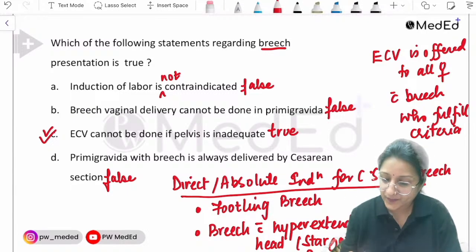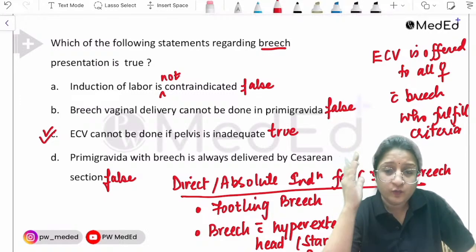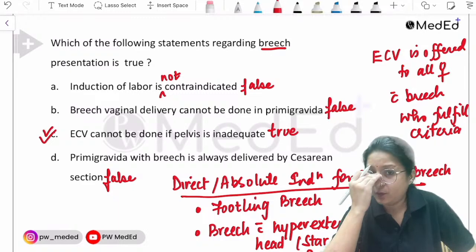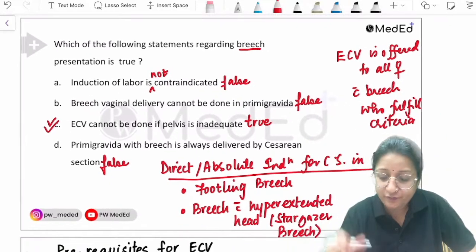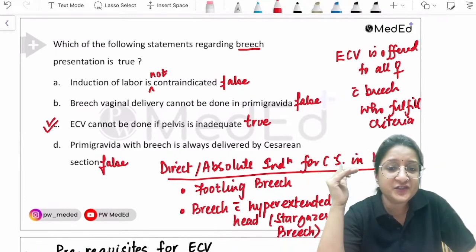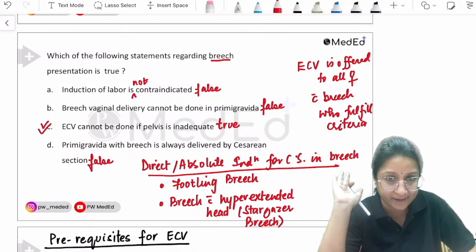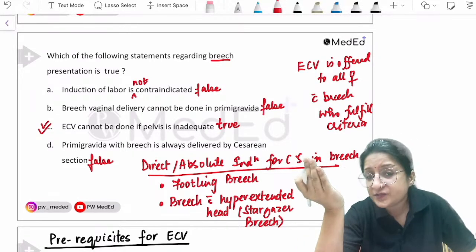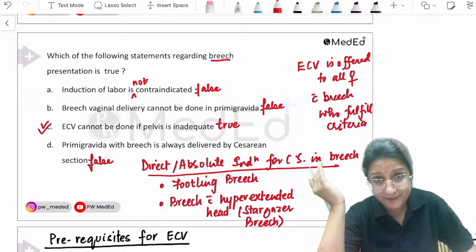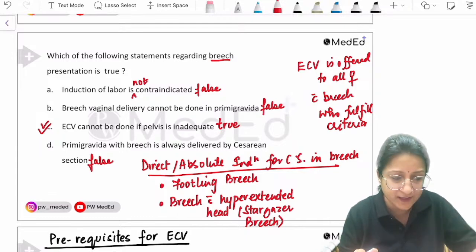Any doubts? All right. So when we have a woman with breech presentation, first of all, we are going to see, is it footling breech? Is it breech with hyperextended head? Then I would like to go for a cesarean section directly. Then I would like to see if the prerequisites for ECV are fulfilled, because then I will offer her the option of ECV or external cephalic version as well.